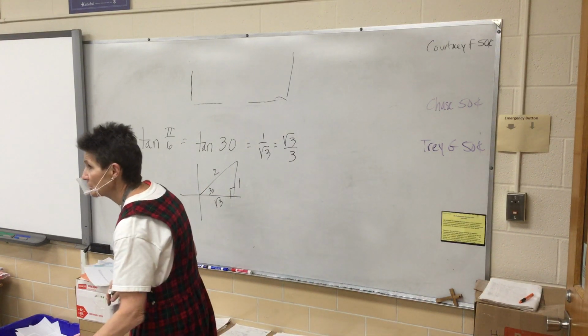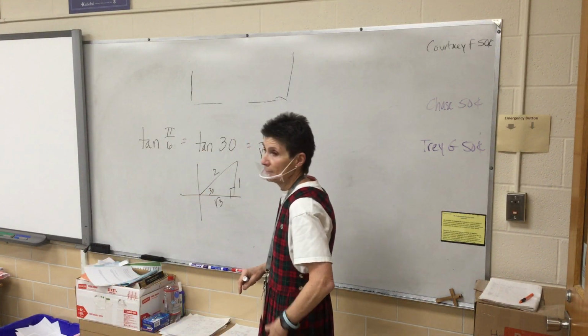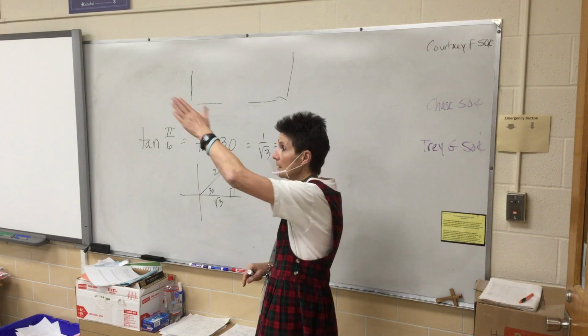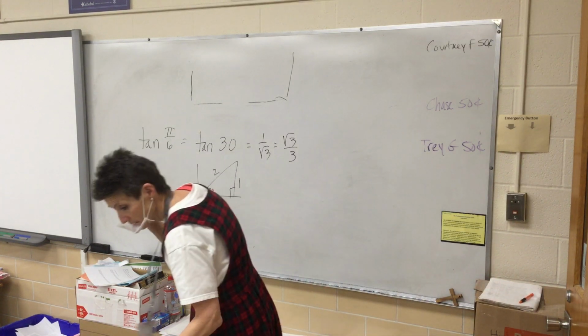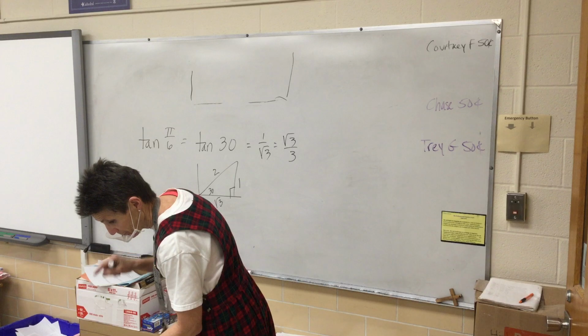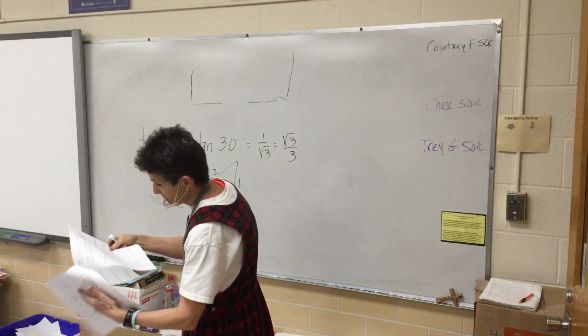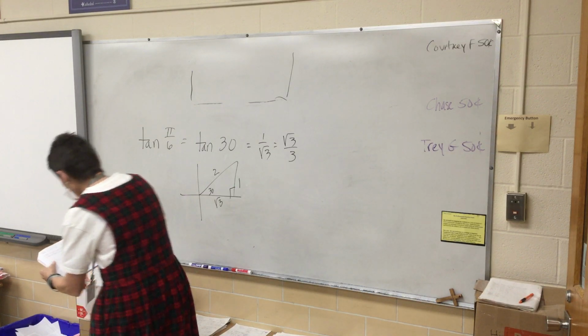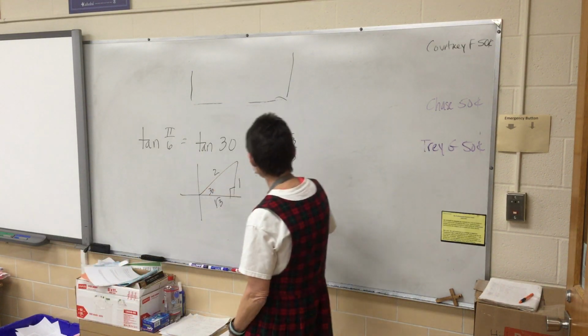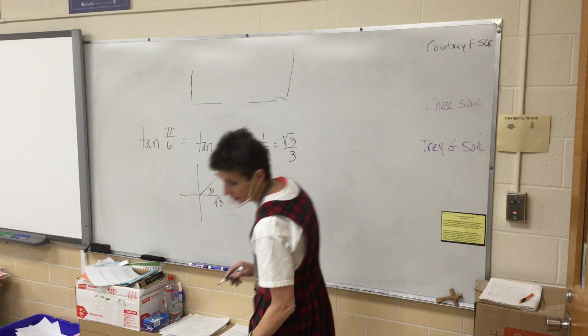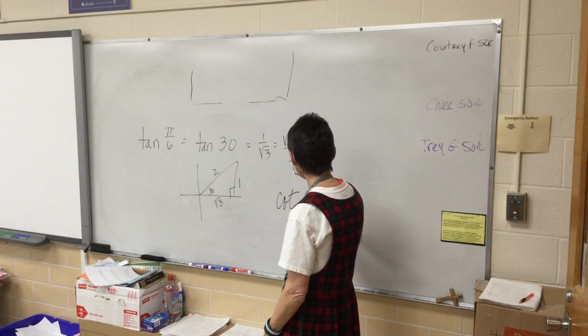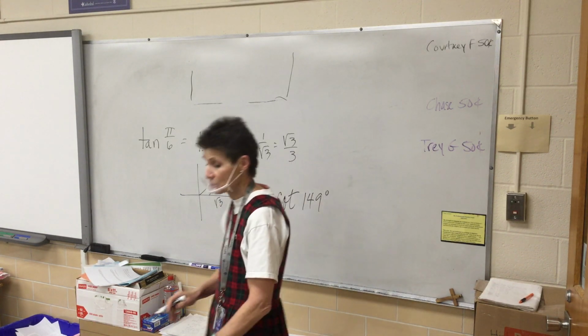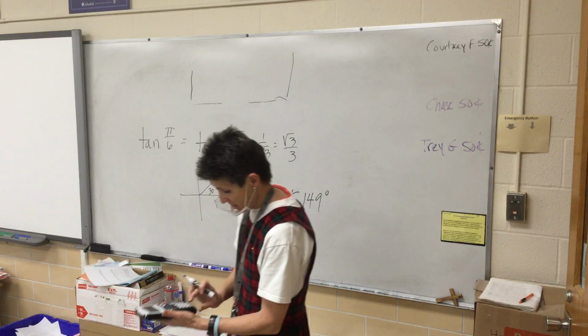Who else had a question? Something you missed on your quiz? Arliss? And it was what? Okay, so that's a calculator problem. So cotangent of 149, you all had a problem like this. It may not have been cotangent, but it was something.